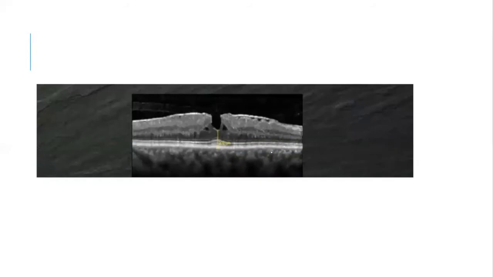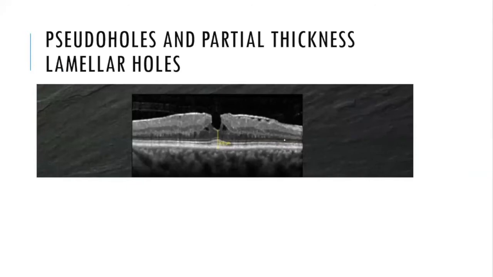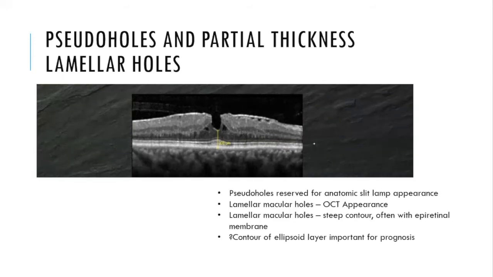So with epiretinal membrane and pseudoholes and lamellar macular holes, usually most people would agree that pseudohole is probably best reserved for when you're looking at a fundus and you haven't got the OCT. If you like, it's an anatomical appearance when examining on the slit lamp or looking at the back of the eye. Whereas lamellar macular hole is when you're describing it on the basis of an OCT. Usually with lamellar holes, there is this steep contour with a coexisting epiretinal membrane. But we think that the lower part of your scan, so the ellipsoid layer, is quite important for prognosis for these patients.